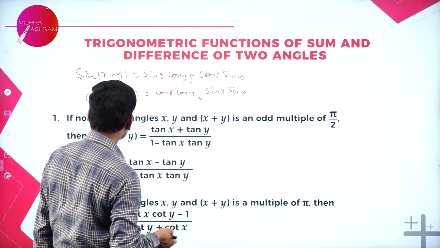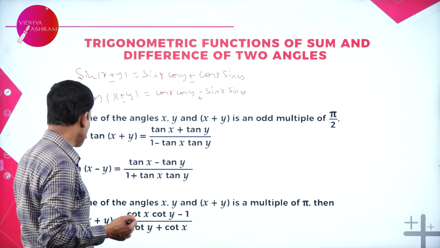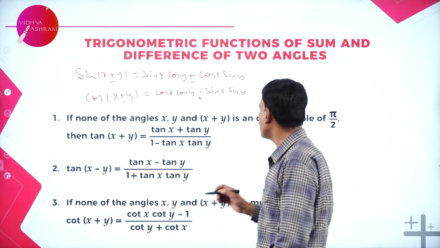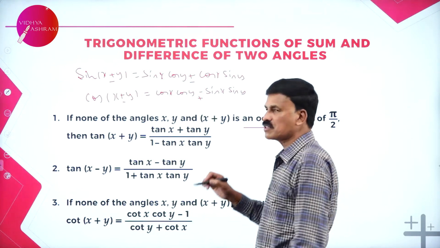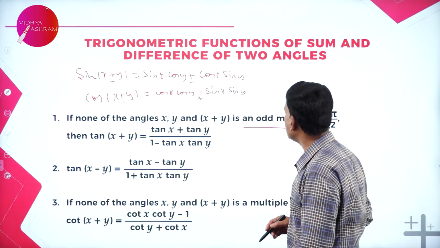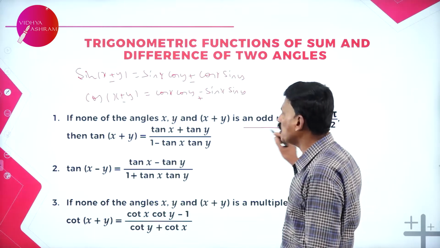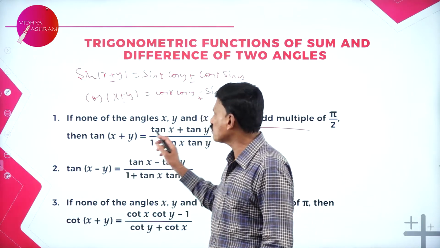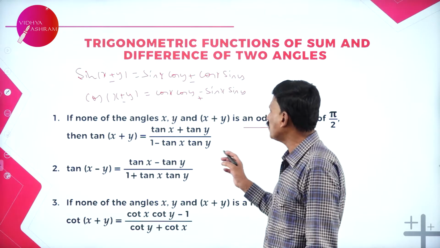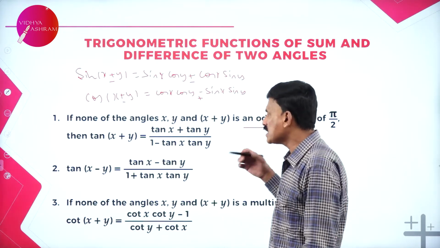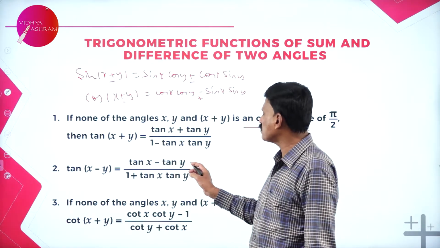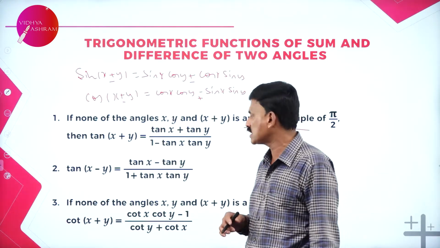Now based on this, let us come to tan and cot. If none of the angles x, y and x plus y is an odd multiple of pi by 2, then tan of x plus y can also be written as tan x plus tan y divided by 1 minus tan x tan y, and similarly tan of x minus y can also be written as tan x minus tan y divided by 1 plus tan x tan y.